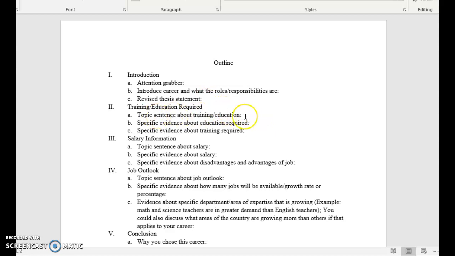The topic sentence about the training and education, again, that comes from your thesis statement. So you're just going to say something like, one reason teaching is a great career field is because they are well trained and educated. Okay. And then for B and C, you're going to go back to your note cards and find a specific example, like a quote or something that mentions the education that is required. Okay, make sure that you include your APA in-text citation.